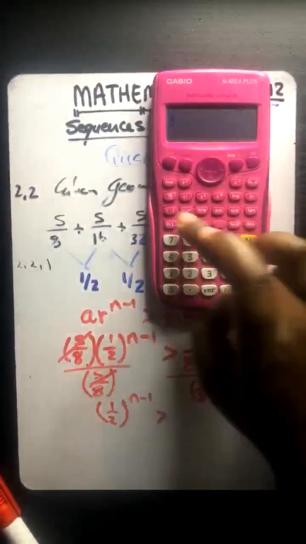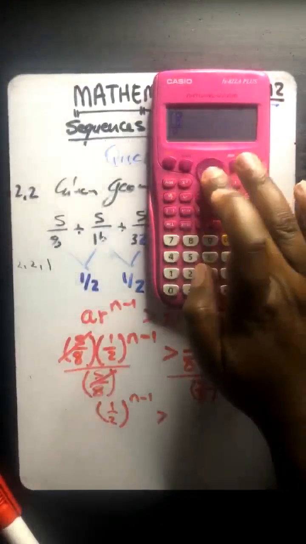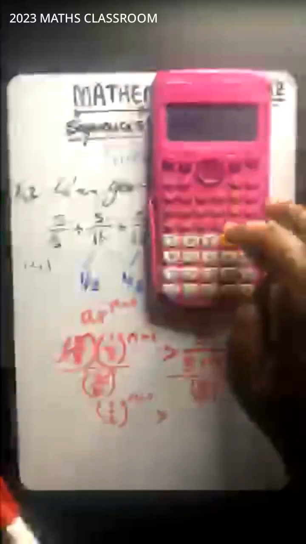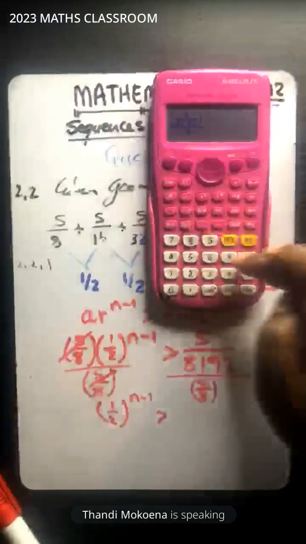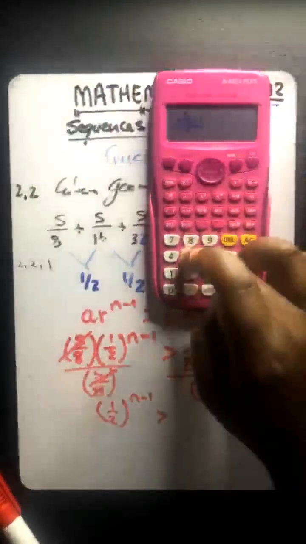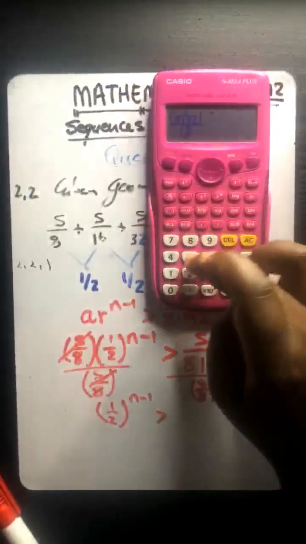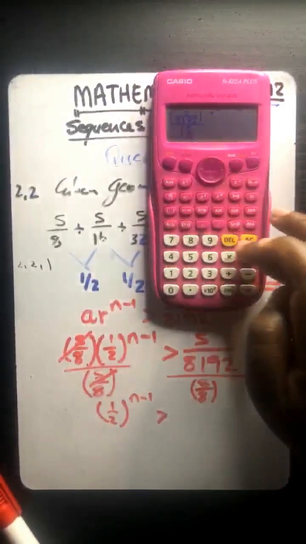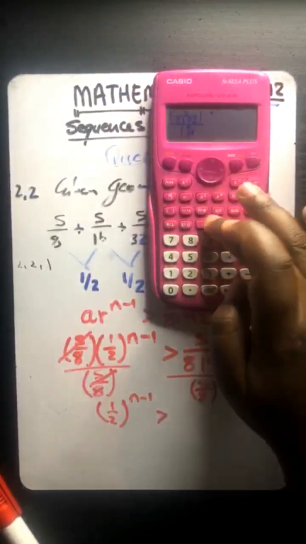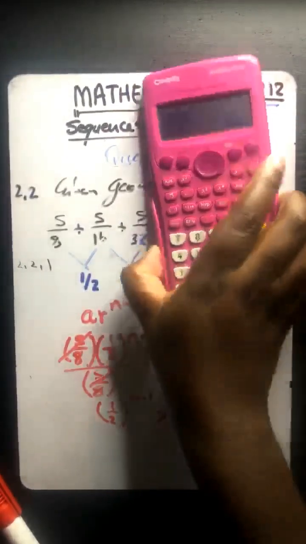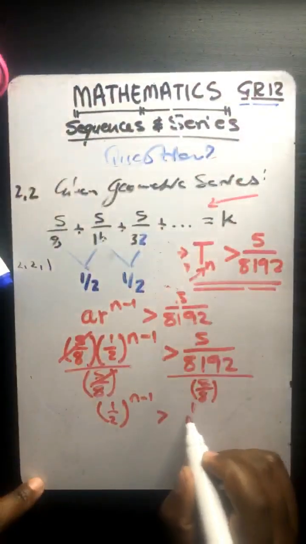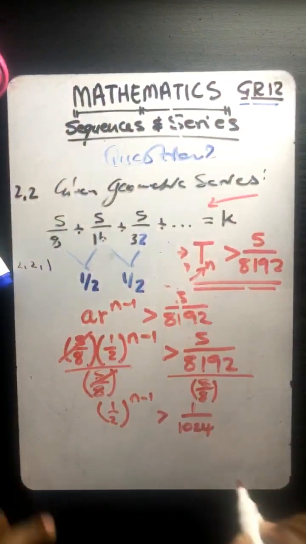So let's see. It's 1 over 1024. Wait, let me also punch it. 1 over 1024. Yes, this is what you're getting.